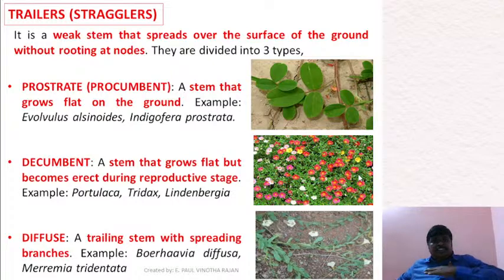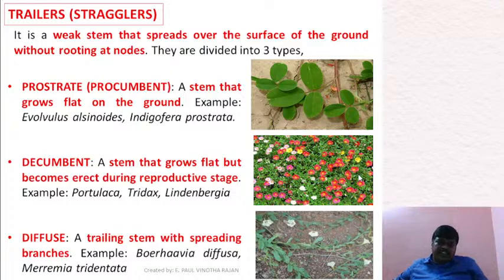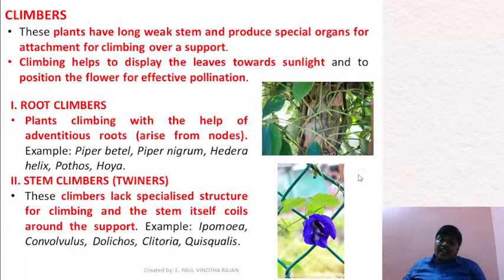The first type, the stem grows horizontally flat on the ground. That is called procumbent or prostrate. The decumbent type, the stem grows flat on the ground, and whenever there is a flower formation, it will become erect. And third one, the trailing stem with spreading branches. That is called diffuse type. These are all three types of trailers. Next, we are going to talk about the climbers. You might have studied about climbers in the lower classes. The climbers, they have a very, very weak stem.